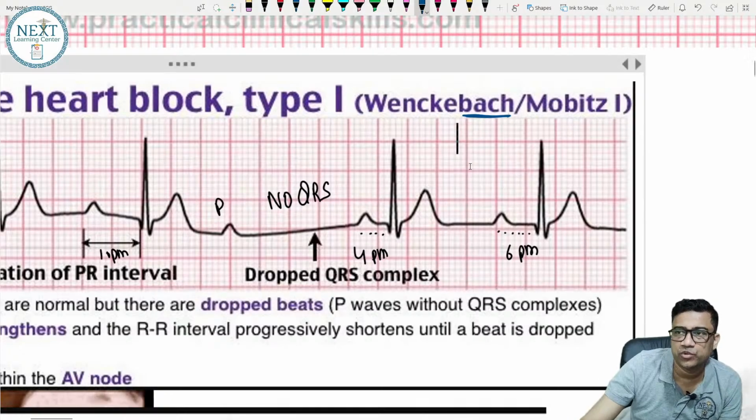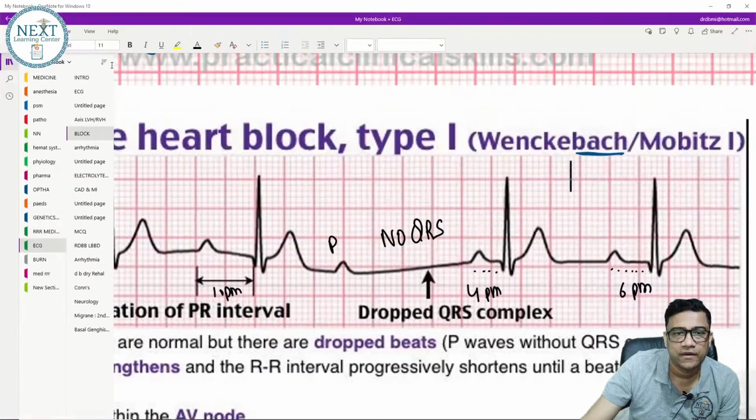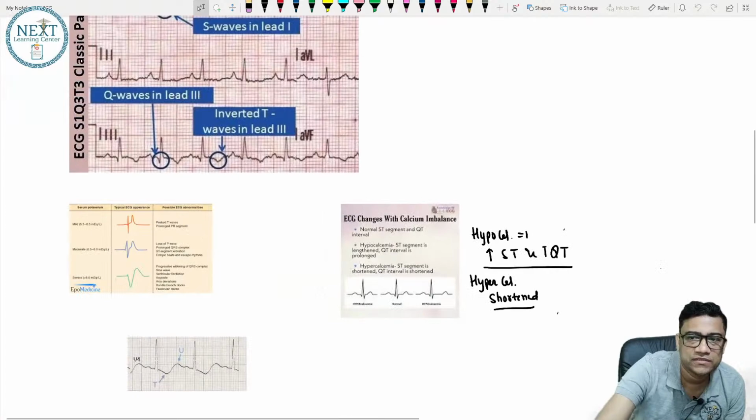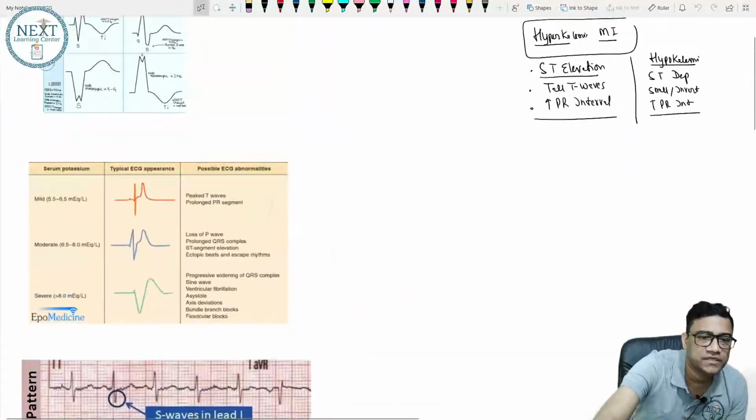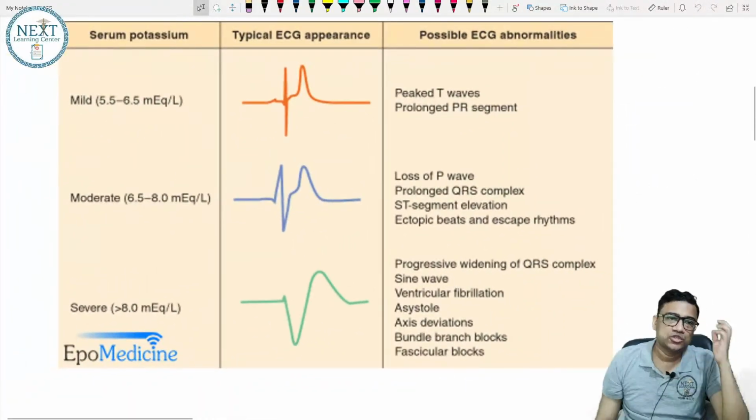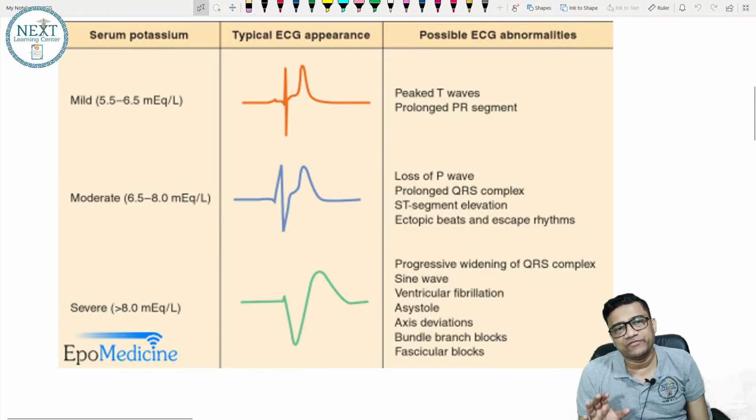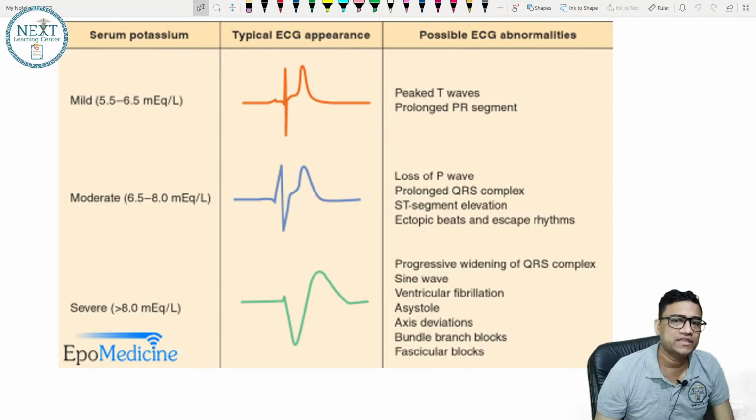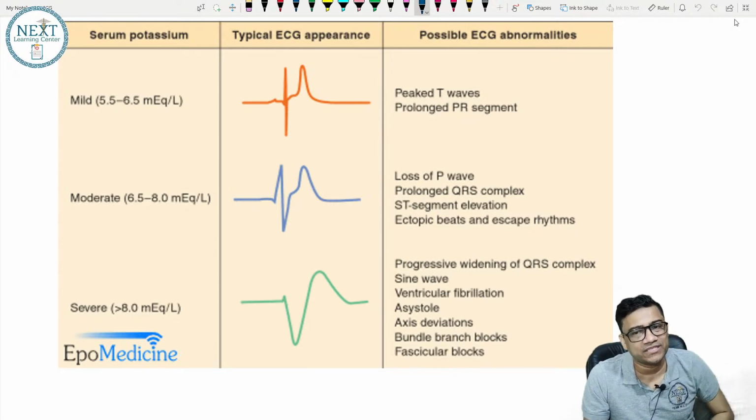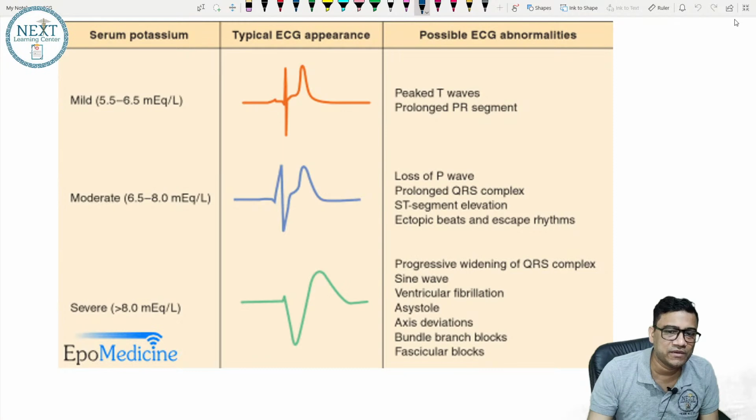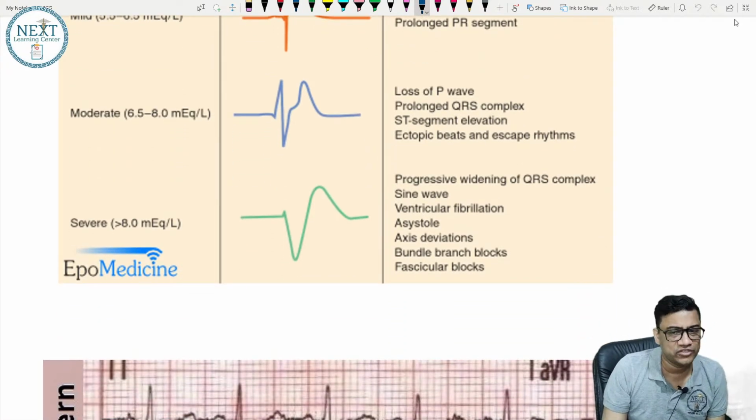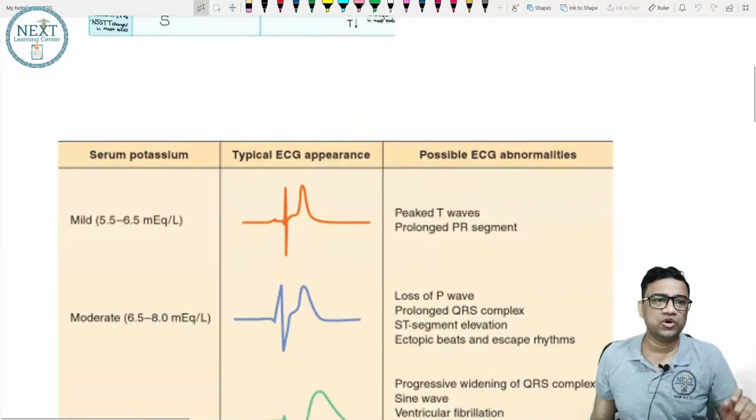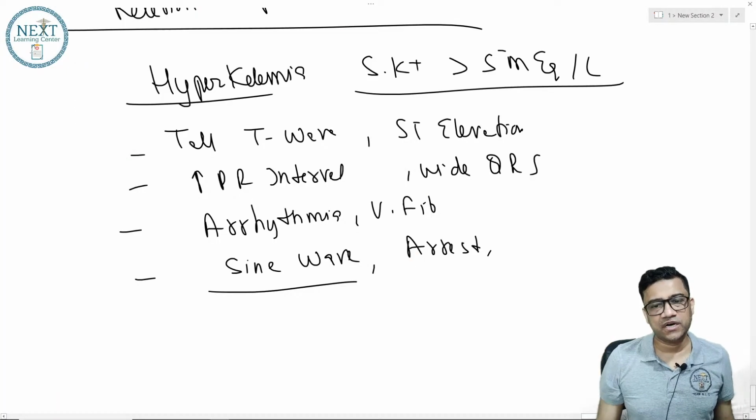Okay, let me show you the ECG here. So have a look at this. These are your changes. So in mild, that is 5.5 to 6.5, there is peaked T wave, prolonged PR interval. Then there is what? Wide QRS, ST elevation is there, ectopic beats can be there, sine wave is there, fibrillation, asystole, block, so many problems are there. So this is your yes. What changes? These are treatment.